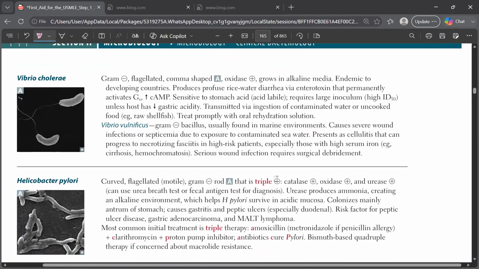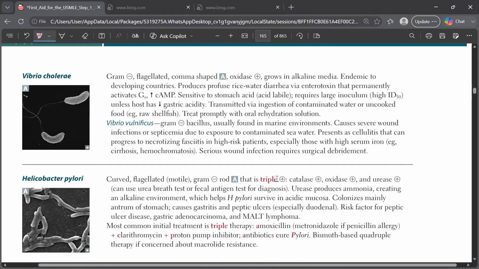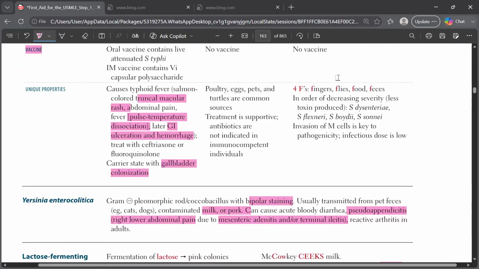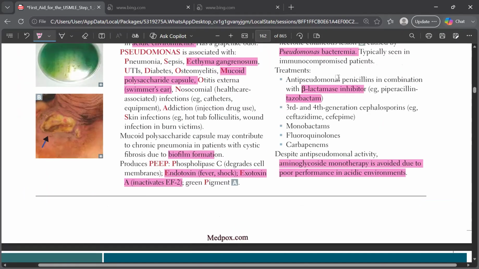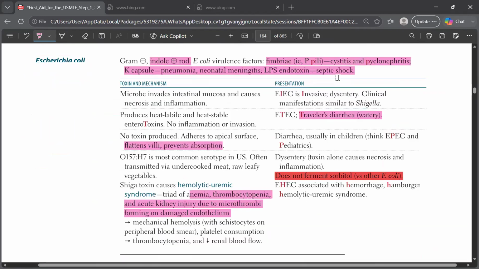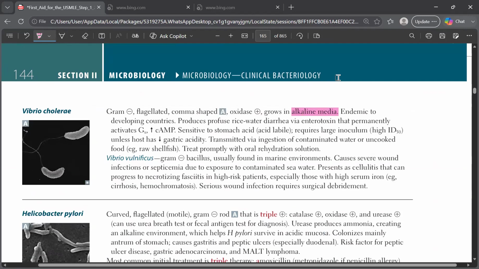Next, we have Vibrio cholera, that is a gram-negative flagellated comma-shaped oxidase-positive bacteria that is grown in alkaline media. The one that was grown in acidic media was, I'll have to look up. I keep forgetting these all the time. The one that grows in acidic media was Pseudomonas, okay. And this one requires an alkaline media and it is Vibrio cholera.